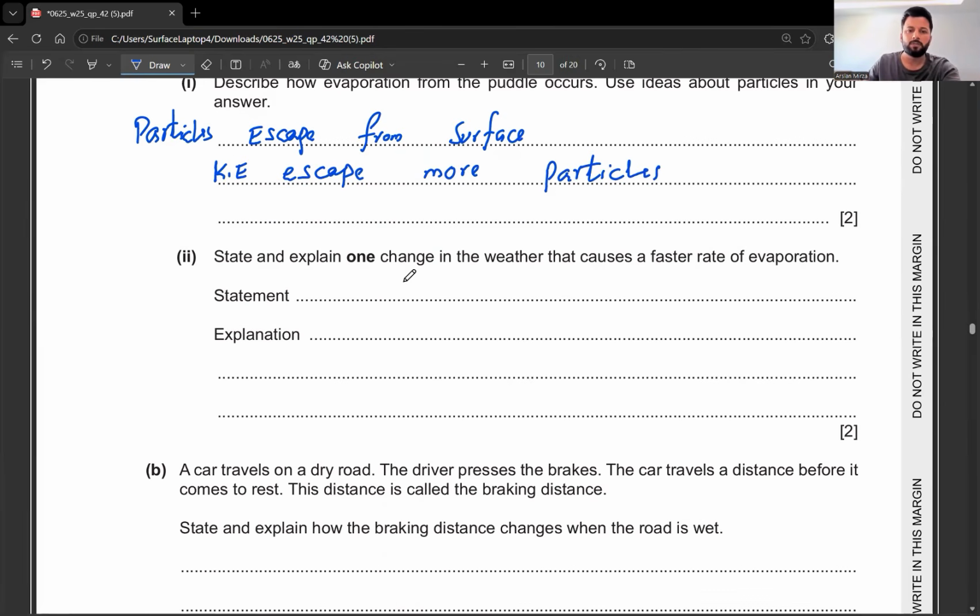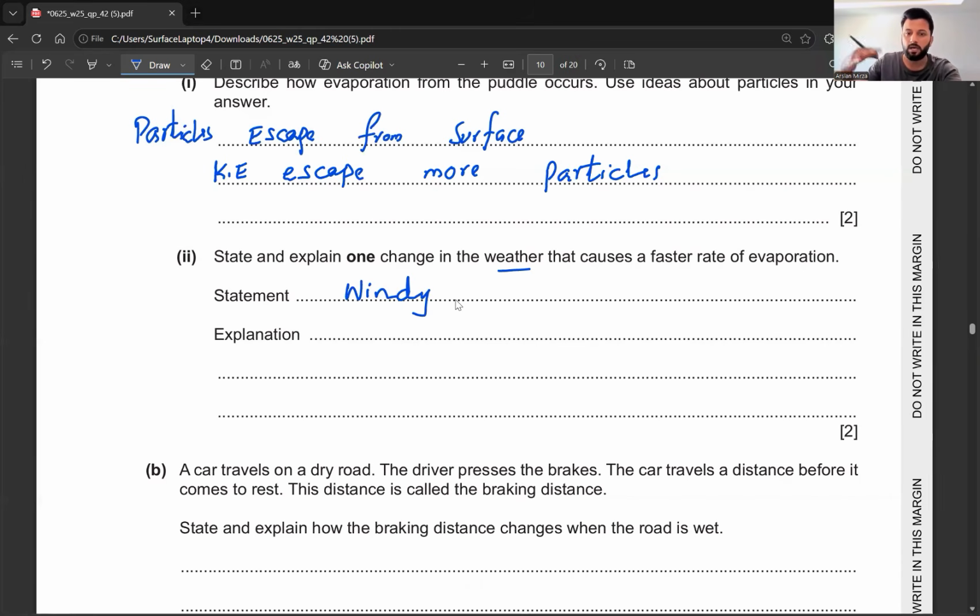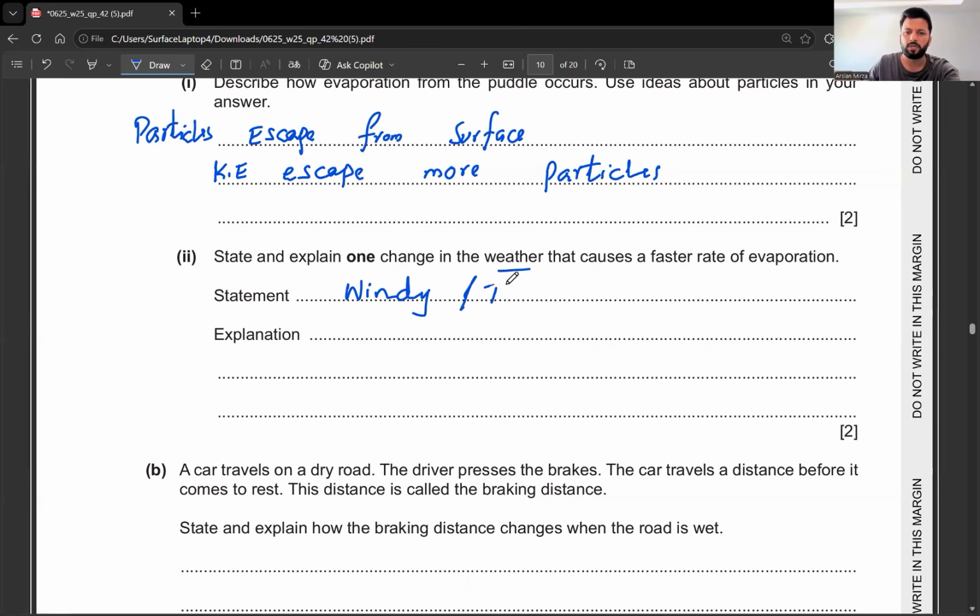Second part, state and explain one change in the weather that causes faster rate of evaporation. Due to weather, it means due to windy. When air is windy, or air temperature is higher, sunshine. So there are many reasons. Windy, temperature in summer season, the evaporation rate is higher than the winter season. And particles escape, you will just copy this thing here. Particles escape from the surface and blown away. Okay, I'm not writing it, just rewrite this thing.